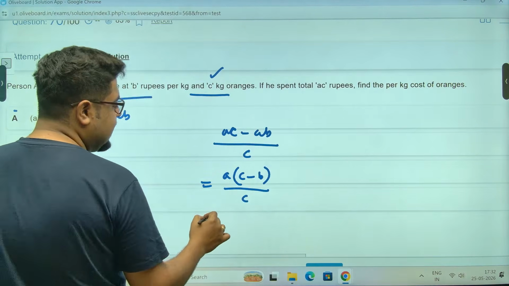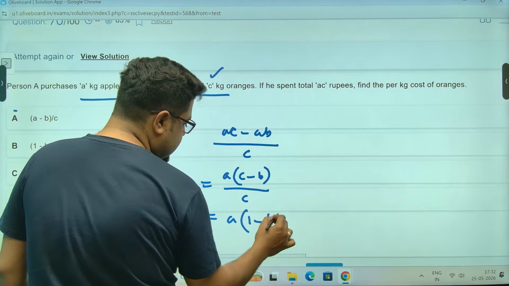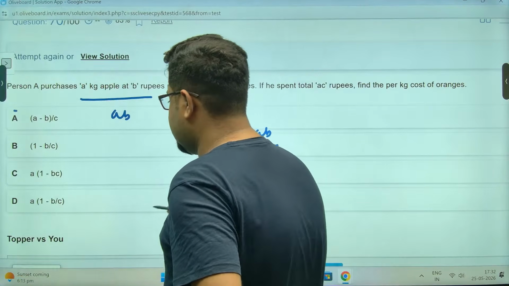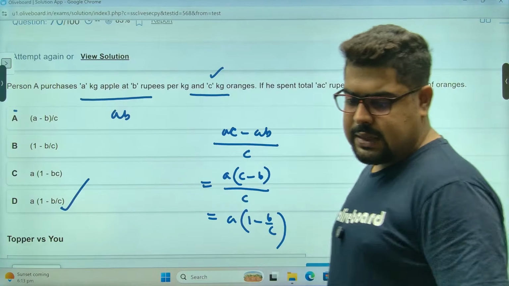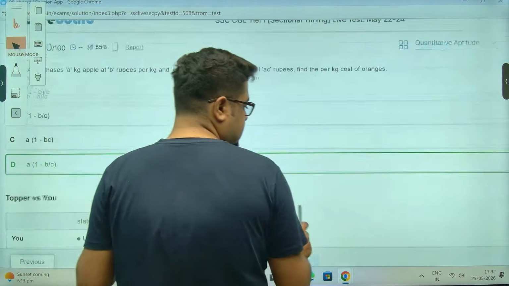Achha, options are given like this. So again, A divided by C, C is 1, B by C. 1 minus B by C, A into 1 minus B by C. Sir, option D. Option D, sir. This is how it will look. Again, a couple of lines. Next one, please.